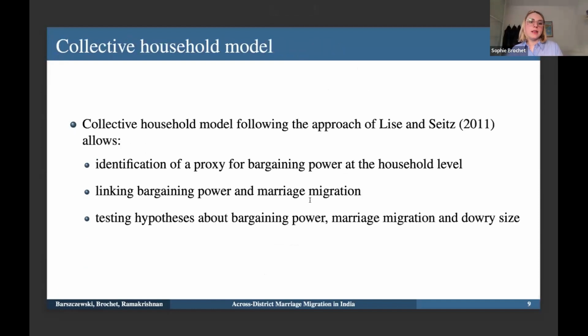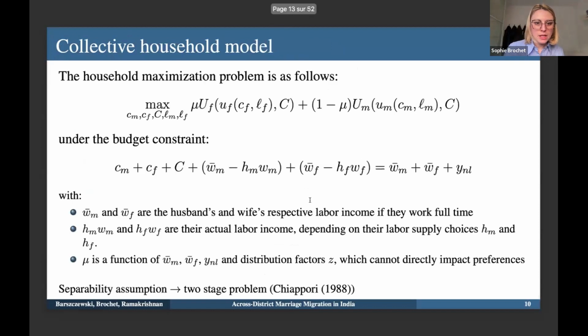The model we estimate is a collective household model, and we followed the approach of Lise and Seitz. What it allows us to do is identify a proxy for bargaining power at the household level. And then we're going to link it to marriage migration and test hypotheses about bargaining power, marriage migration, and dowry. So the general setup of the model here is the one of Lise and Seitz. Here you can see the household maximization problem.